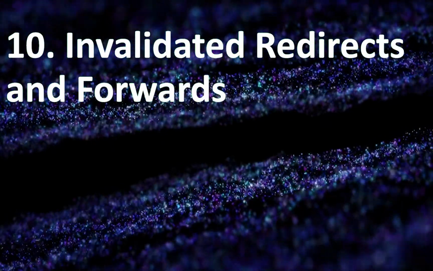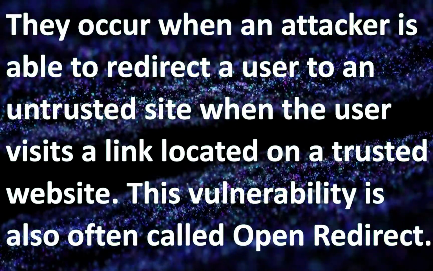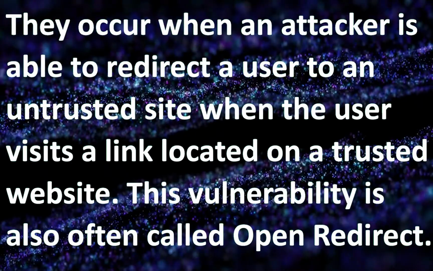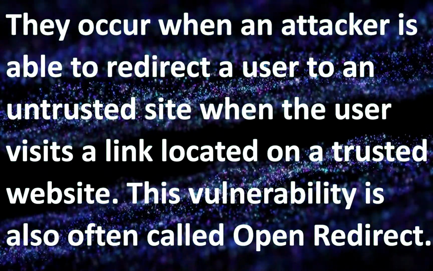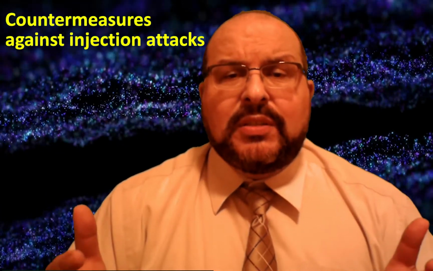Unvalidated redirects and forwards. They occur when an attacker is able to redirect a user to an untrusted site when the user visits a link located on a trusted website. This vulnerability is also often called open redirect. Let us go now to countermeasures against these attacks.